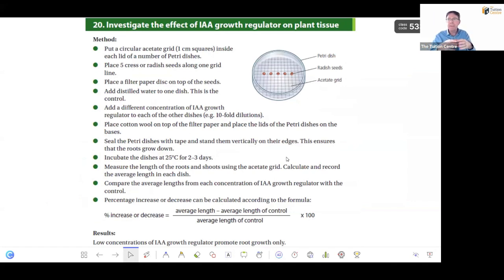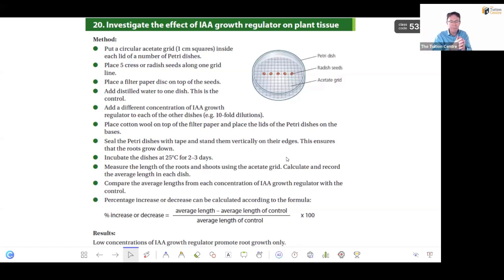So what you do, I don't know if you've done this experiment, if you haven't I'll just run you through it quickly. Radish or mustard or whatever, small seeds. You get a clear 1 centimeter grid, plastic, and you put that on the lid of a bunch of petri dishes, 5 usually, and then you put 5 seeds, cress, radish, mustard, whatever, on each. You put a disc of filter paper on top of the seeds, and then you add distilled water to one of the dishes. That's your control, no auxin. IAA is indole acetic acid, right?